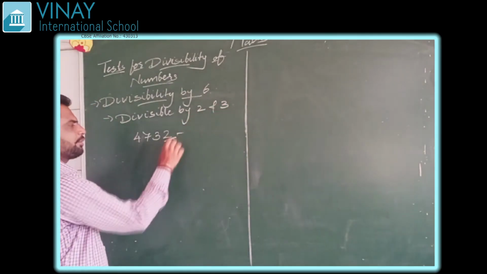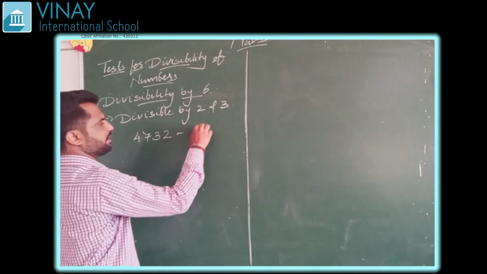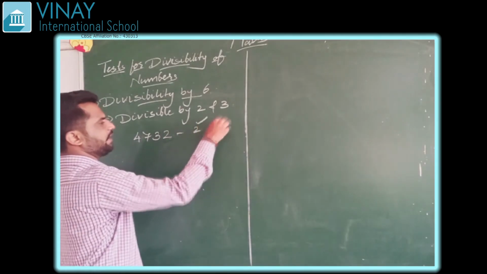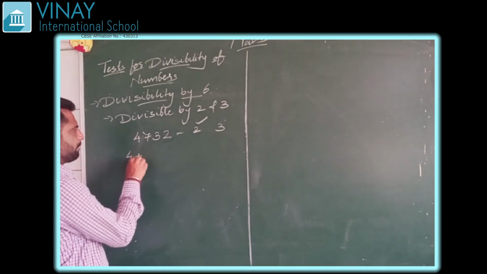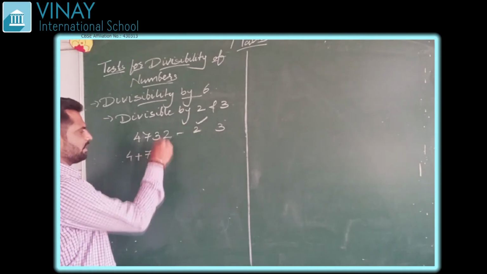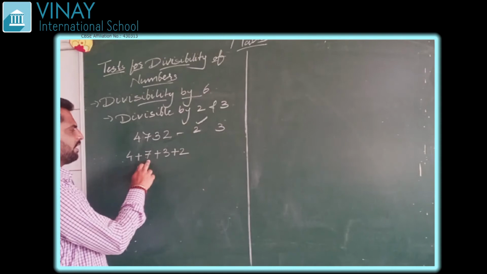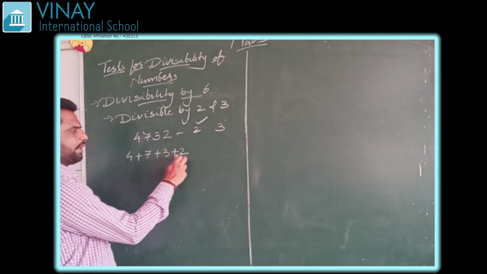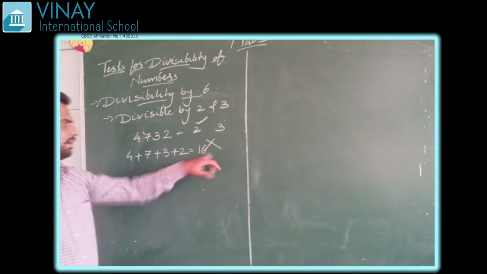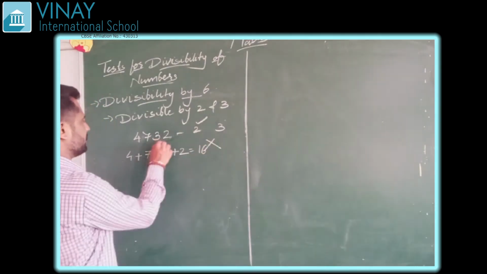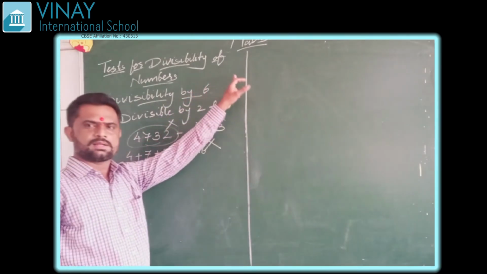It is divisible by 2 as the unit digit is 2. Let us see whether it is divisible by 3 or not. 4 plus 7 plus 3 plus 2. 4 plus 7 is 11, plus 3 is 14, plus 2 is 16. It is not divisible by 3, so this number is also not divisible by 6.